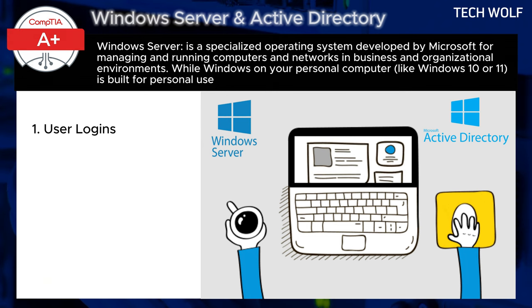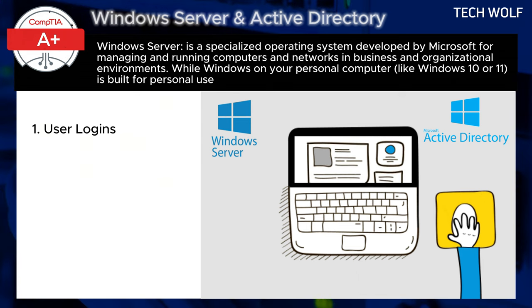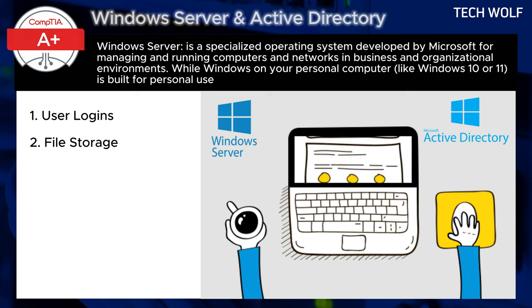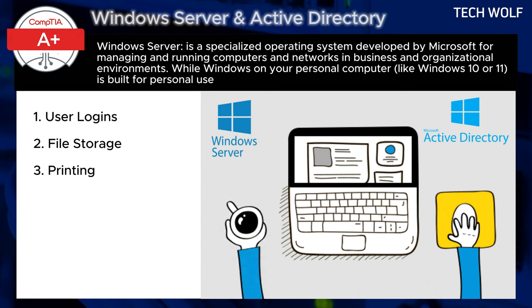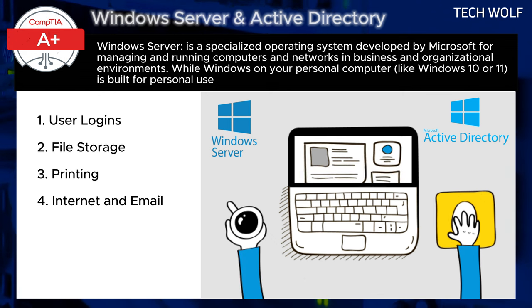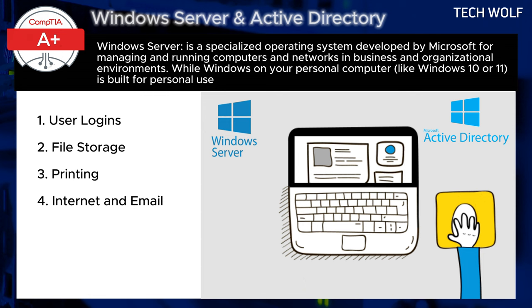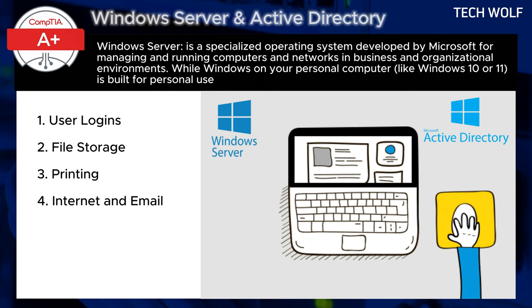User logins. Each employee has a unique login ID managed by Active Directory, ensuring only authorized personnel can access specific files. File storage. Important documents are stored centrally on the server, allowing employees to access them from any authorized device. Printing. Employees can connect to shared printers that the server manages, reducing the need for individual printer installations on each device. Internet and email. Windows Server also integrates with email and web services, enabling safe, shared access to email systems and business applications across the network.